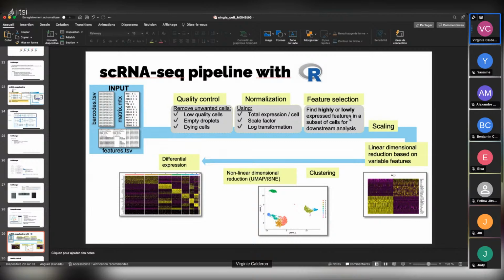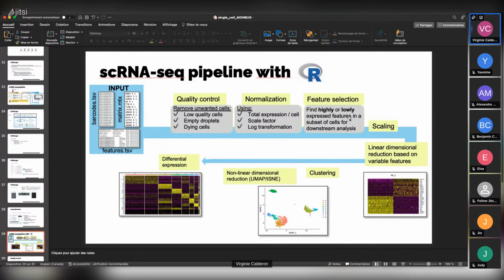So for now, you have maybe 10,000 cells with maybe 20,000 genes captured. So it's a lot of information, and we need to reduce this information. In order to reduce the dimension of your data, to be able to extract what is really important in your biological question, the first step is to select features. So a feature is a gene, okay?